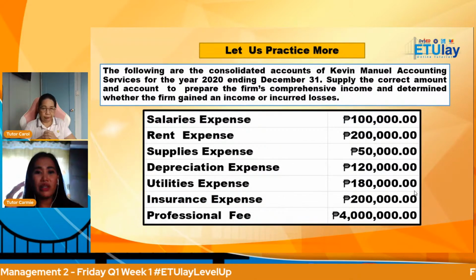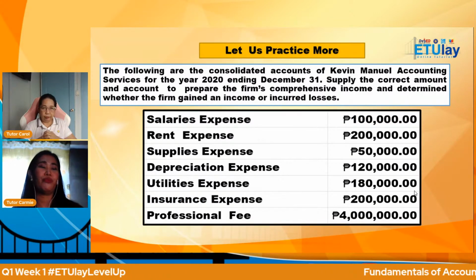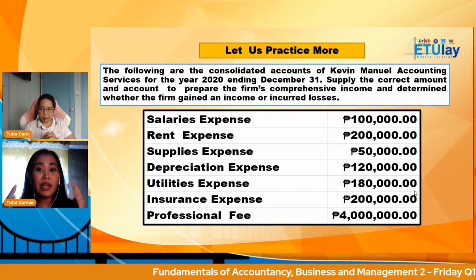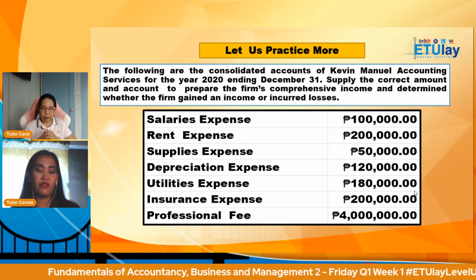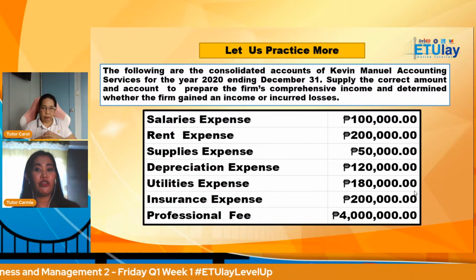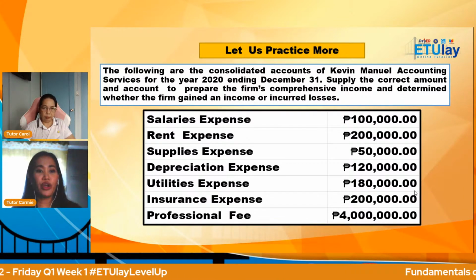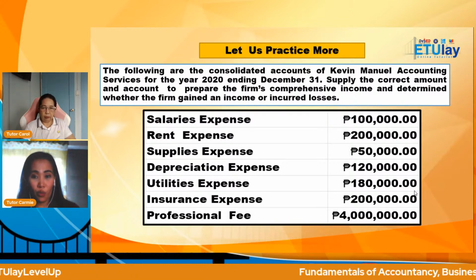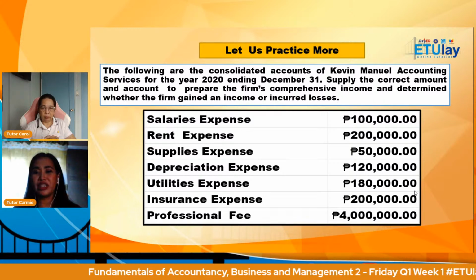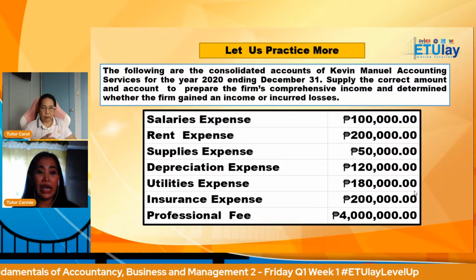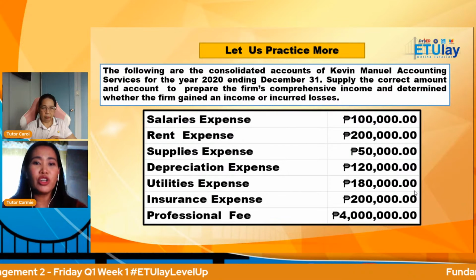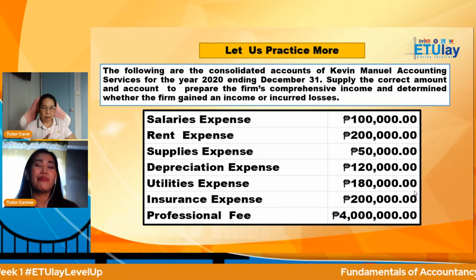Let's have now the exercise. Kanina nag-practice lang tayo. Now, let us practice more. So, I will read to you the problem, tapos mamaya sasagutin natin siya, no? Magpe-prepare po tayo ng Statement of Comprehensive Income, single step po. So, the following are the consolidated accounts of Kevin Manuel Accounting Services for the year 2020 ending December 31. Supply the correct amount and account to prepare the firm's comprehensive income and determine whether the firm gained an income or incurred losses.